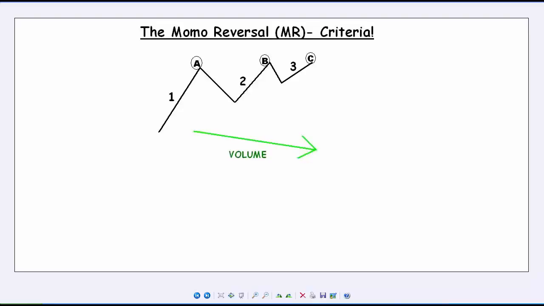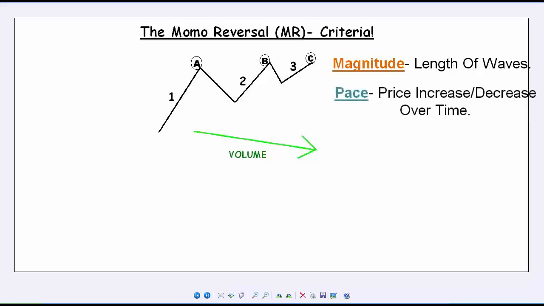The Momo reversal is comprised of 3 main characteristics or components. Magnitude, which is the physical length of waves, be it impulse waves or corrective waves. Pace, which is a given amount of price increase over time. So price increase or decrease over time. And volume, which we've discussed in a prior segment.